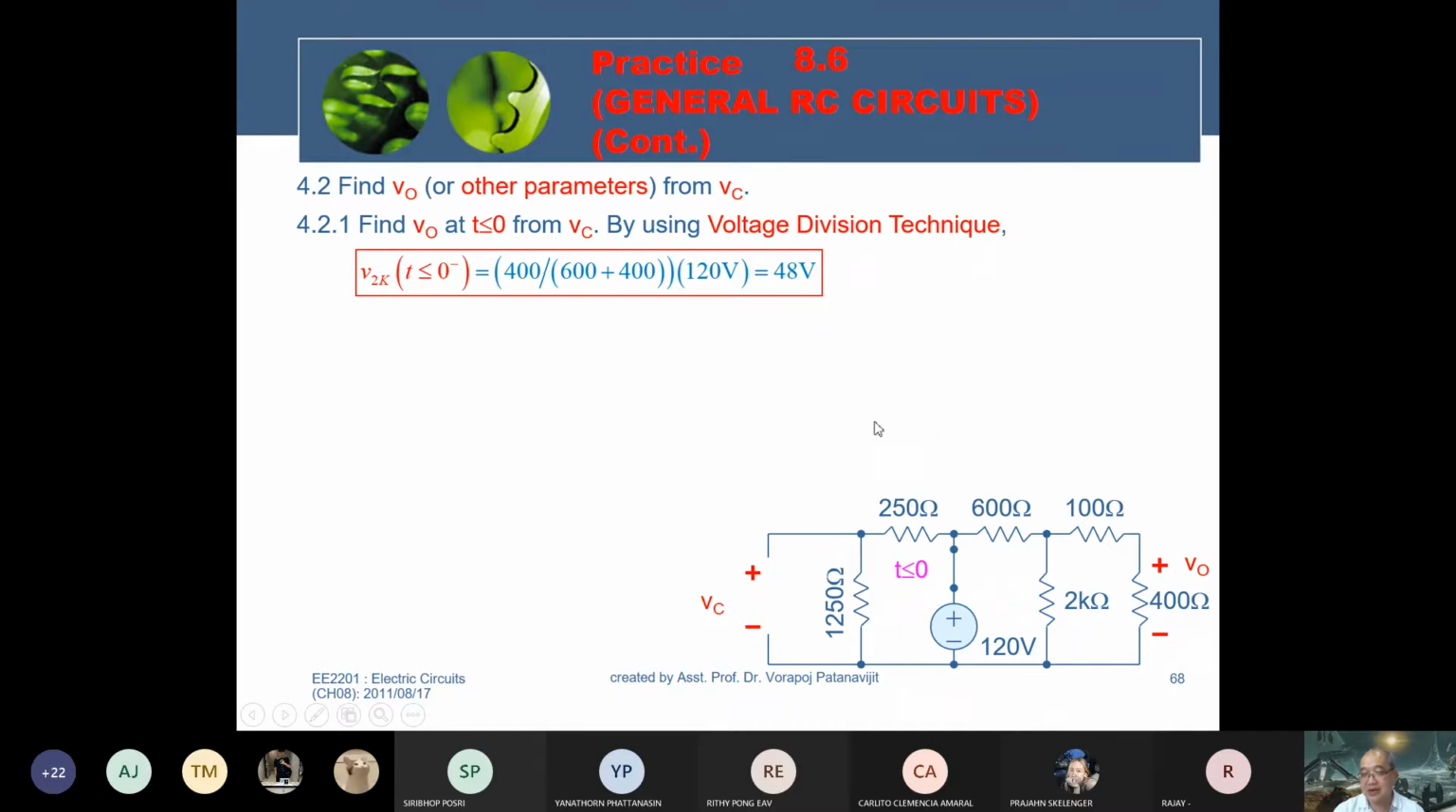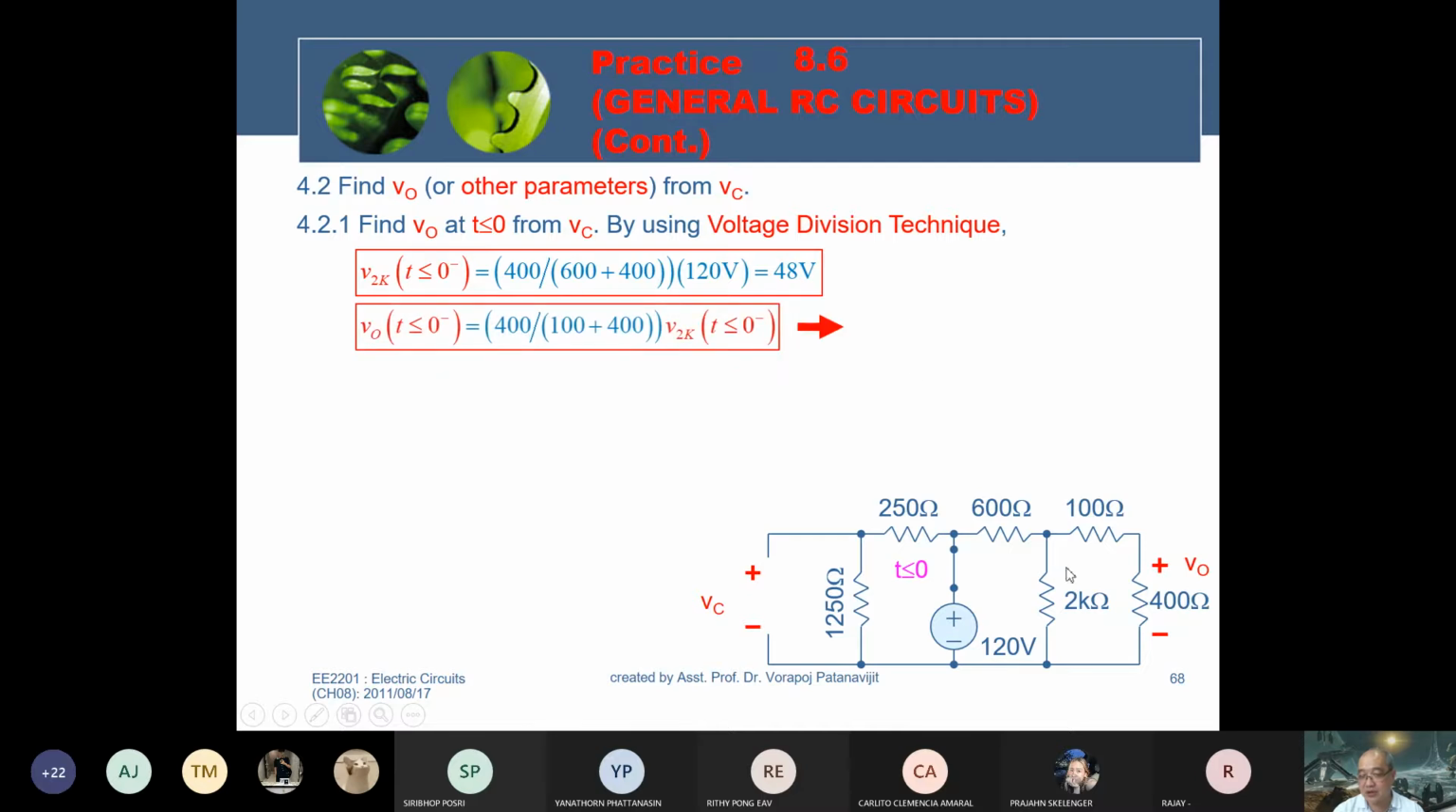Now V2K. We derive the first step in here. The voltage divider: the voltage across V equals 400 divided by 600 series with the parallel, and multiply with 120.